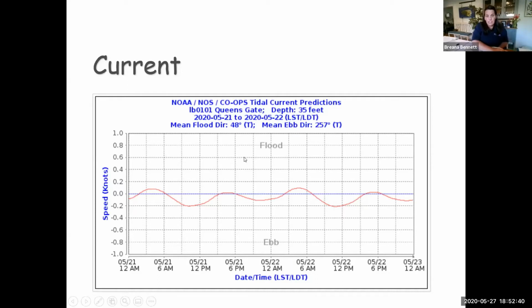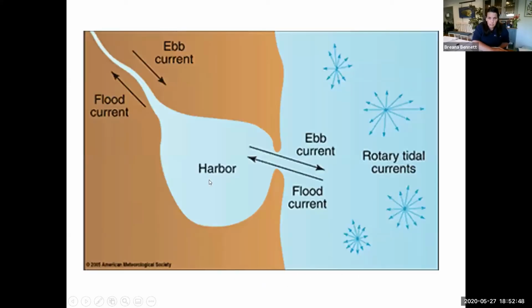So this has flood up here, ebb down here. The flood is when everything is flooding into the harbor. The ebb is when everything is flowing out of the harbor. And then you also have what they call rotary tidal currents, where the current moves in a circle.